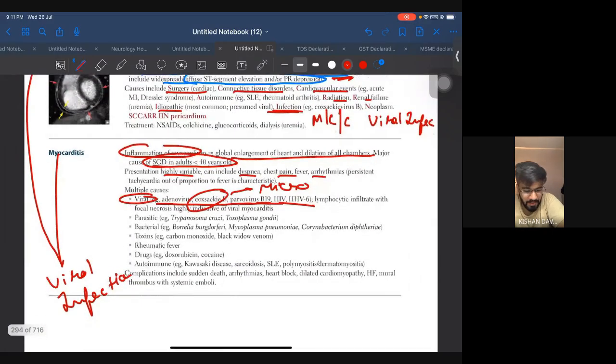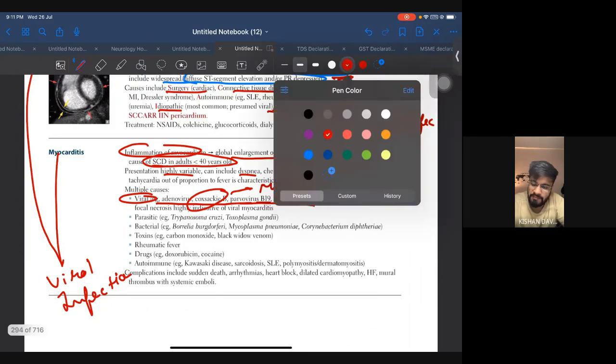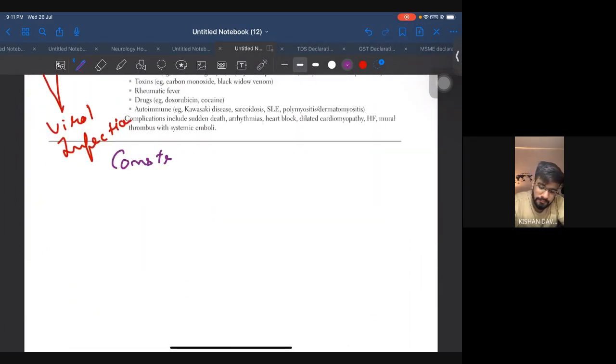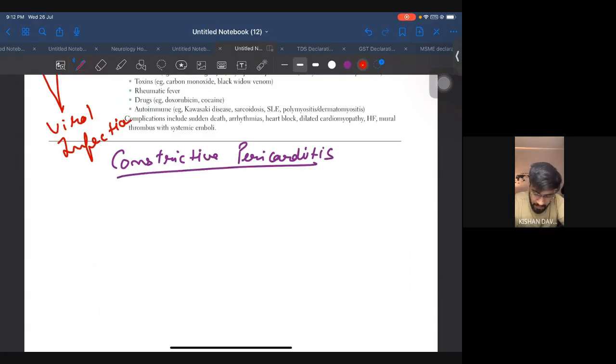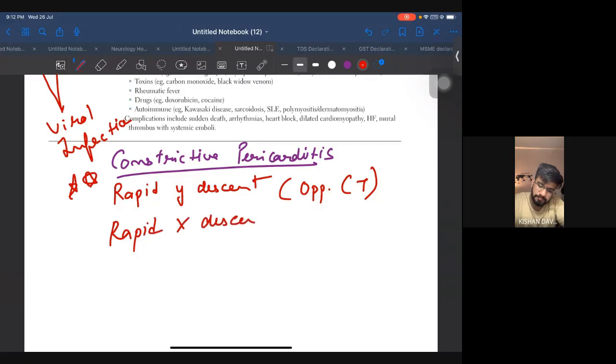Okay, so we are done with myocarditis. One more thing: if the question asks you about constrictive pericarditis, what important you have to remember here is rapid Y descent, whereas it is opposite in cardiac tamponade. In cardiac tamponade there is a blunted Y descent, but here a rapid Y descent. So this is the differential diagnosis. Write this down, this is a very important question that has appeared in the UWorld and NBME.